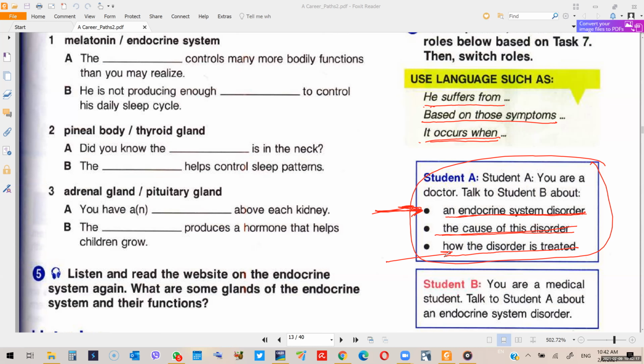Okay, I want you to listen to this listening for the last time and look how the student is answering these questions or the questions of his senior or his senior doctor. Let's listen for the last time.